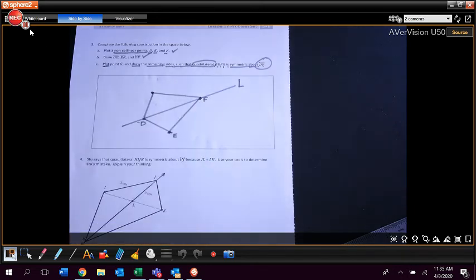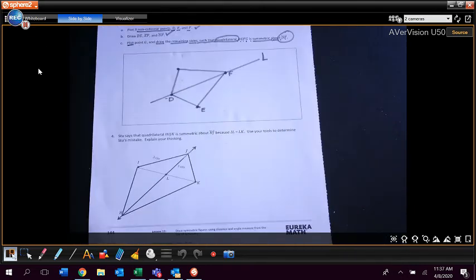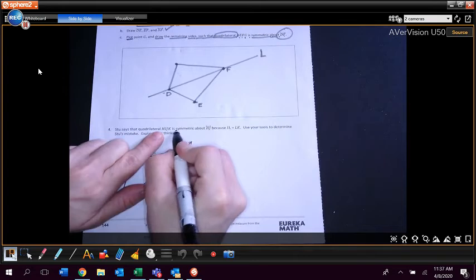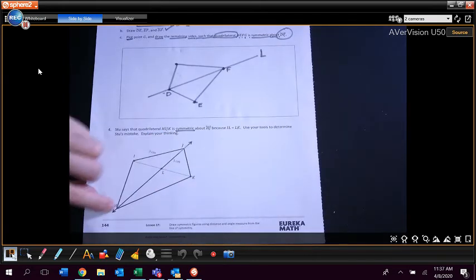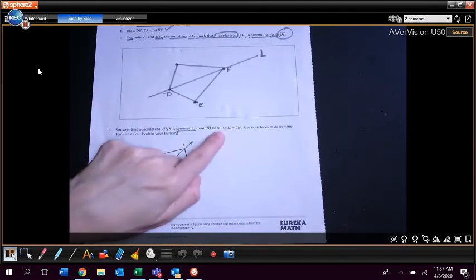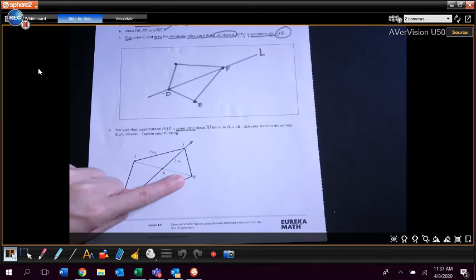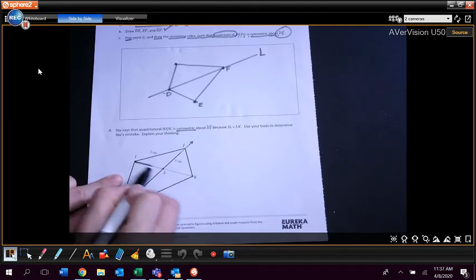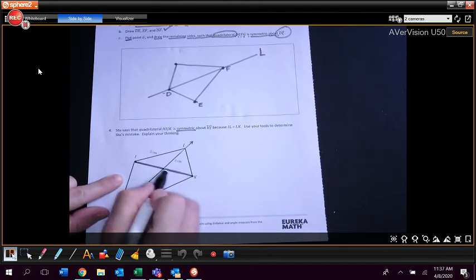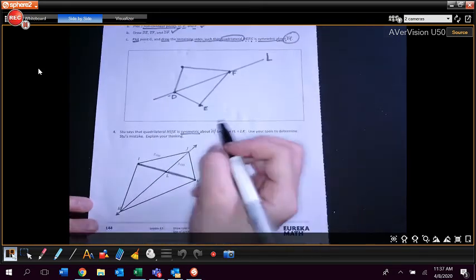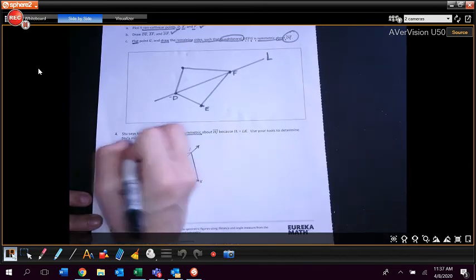Now we're going to move on to number 4. So for number 4, guys, it says, Stu says that quadrilateral HIJK is symmetric about HJ, which is our diagonal line, because IL equals LK. This means this equals this. It says, use your tools to determine Stu's mistake. Explain your thinking. So we already know that she is wrong.